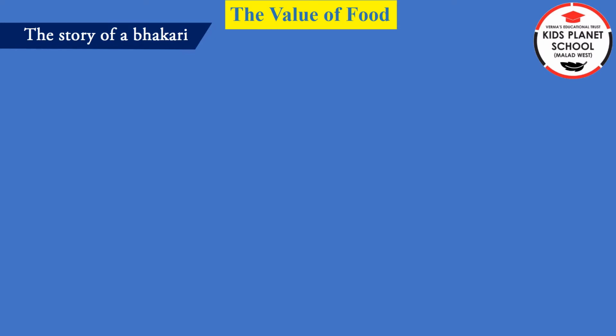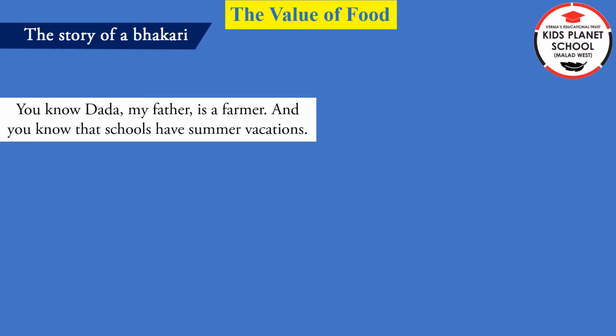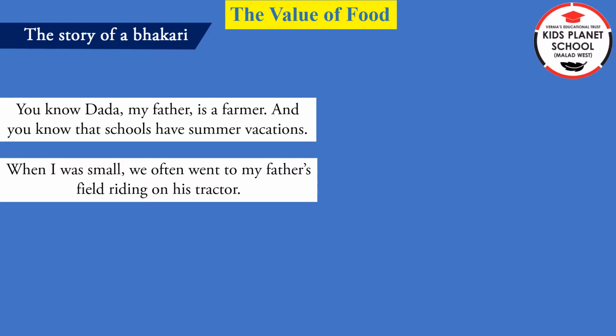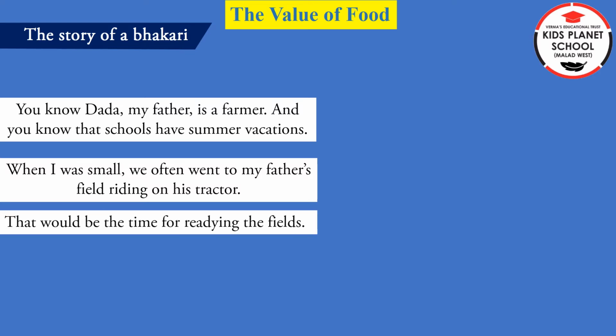The story of a bhakri. Mother starts to tell the story of a bhakri. "You know, Dada, my father is a farmer, and you know that schools have summer vacations." Mother said her father is a farmer, and during her summer vacations, when she was little, she used to go to her father's field riding on his tractor. That would be the time to make the fields ready to grow crops.